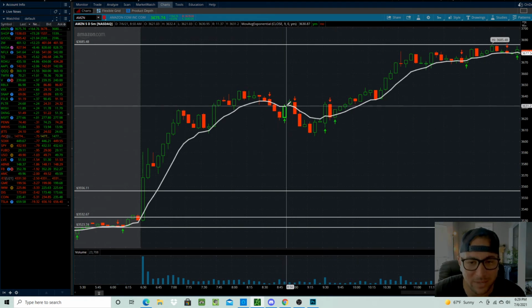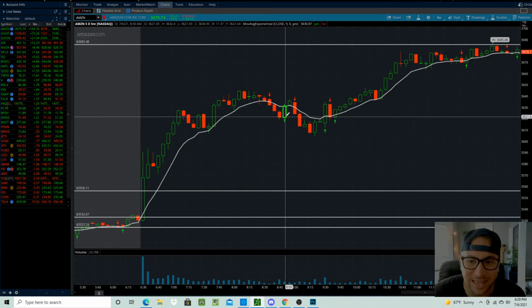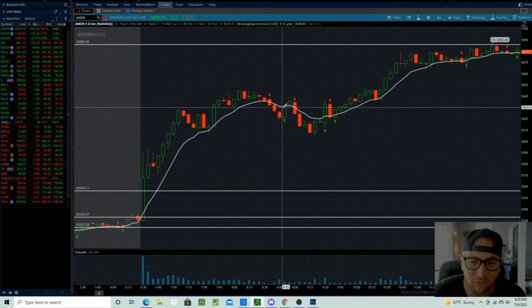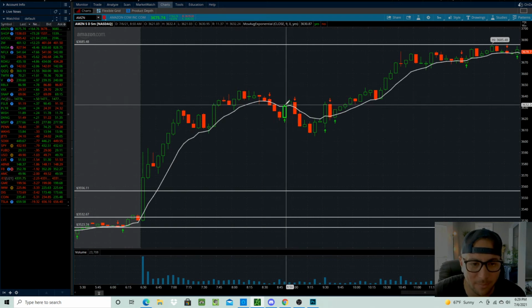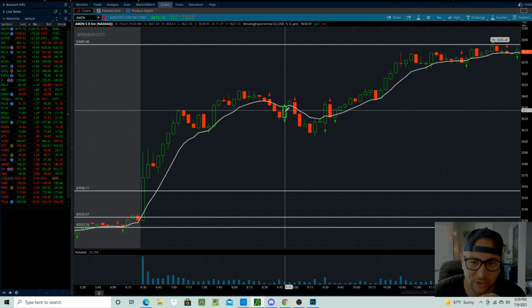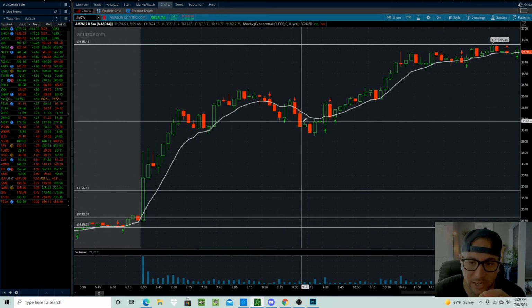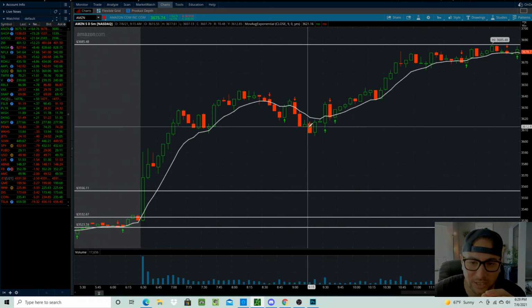For me, I would not have taken this trade because I like to see a nice green bar coming through the 9 EMA. If we just close right at or right above, generally speaking, I won't take that trade, just because I like to get a nice green bar all the way through that 9 EMA close. Okay, as you can see, we had a little bit more selling pressure here.